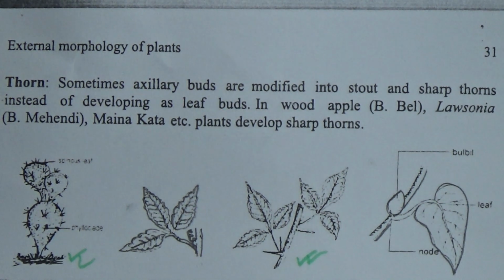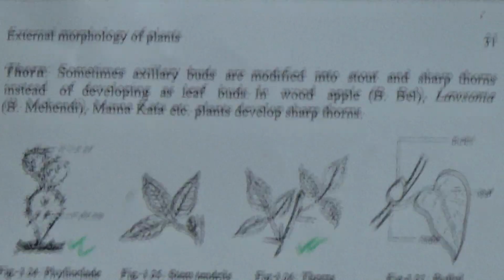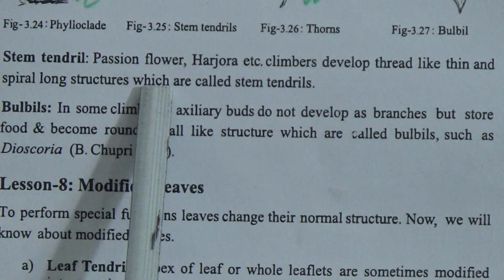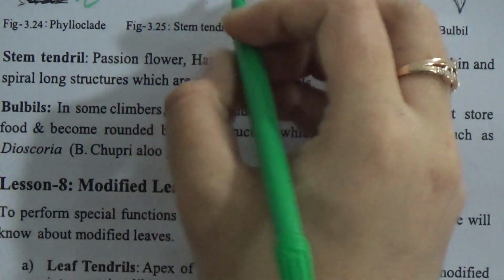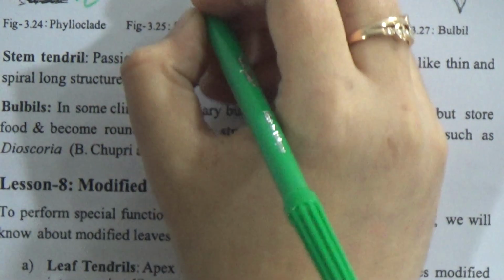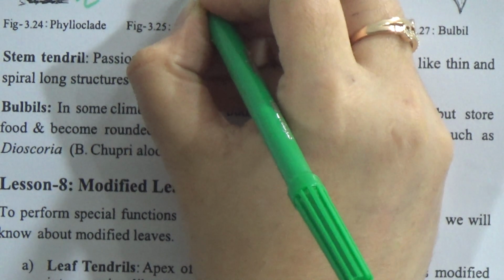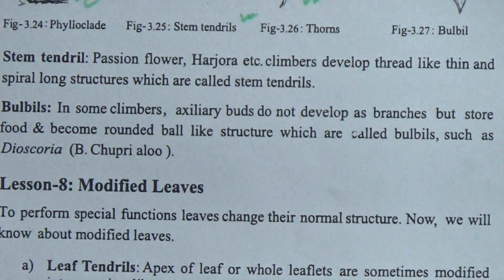Now stem tendril. Passion flower, heartjura, etc., climbers develop thread-like, thin and spiral long structures which are called stem tendril. Here is the example of stem tendril, and this is the spiral part of this plant.